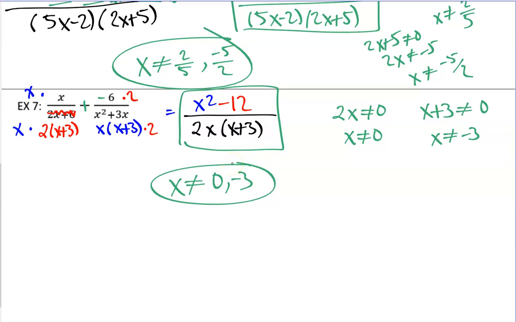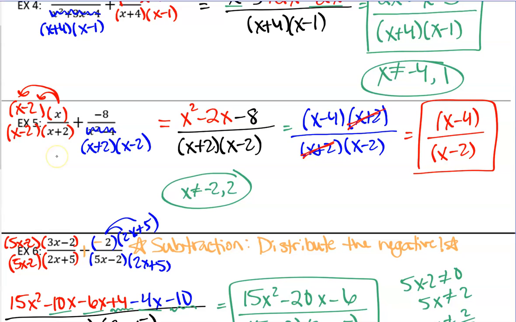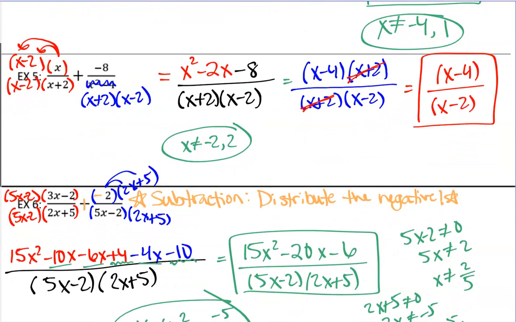In your assignment, please do not forget your excluded values. That is half of your answer. And factor things as low as you can to see if you can cancel out any common terms, like we did in example number 5. That happens sometimes, not all the time. Obviously, in all of our examples, it only happened once. But it's just something that you can always check.